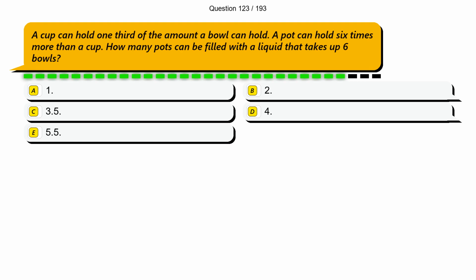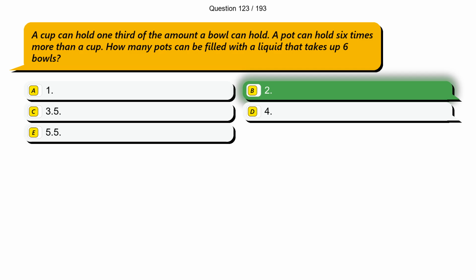Question 123. A cup can hold 1/3 of the amount a bowl can hold. A pot can hold 6 times more than a cup. How many pots can be filled with a liquid that takes up 6 bowls? Option A 1, option B 2, option C 3.5, option D 4, option E 5.5.